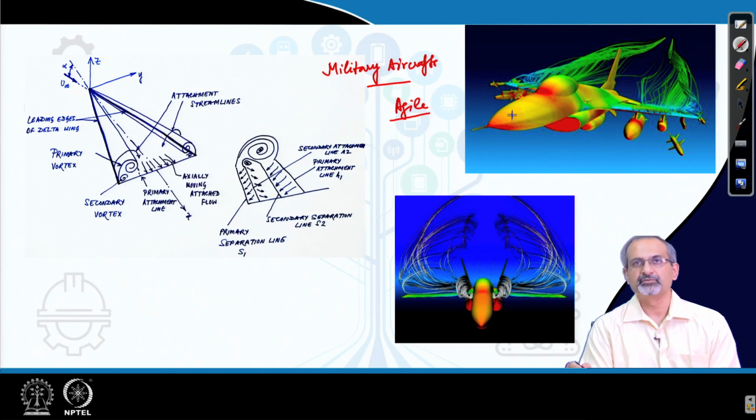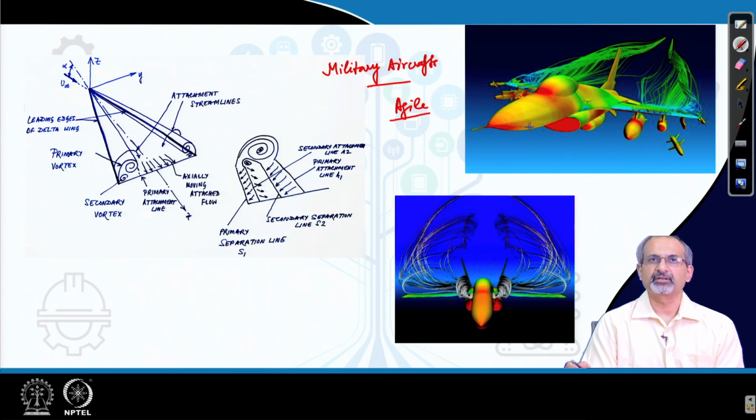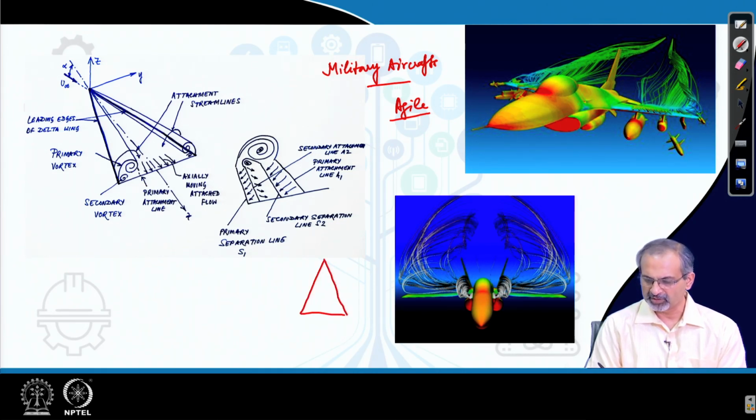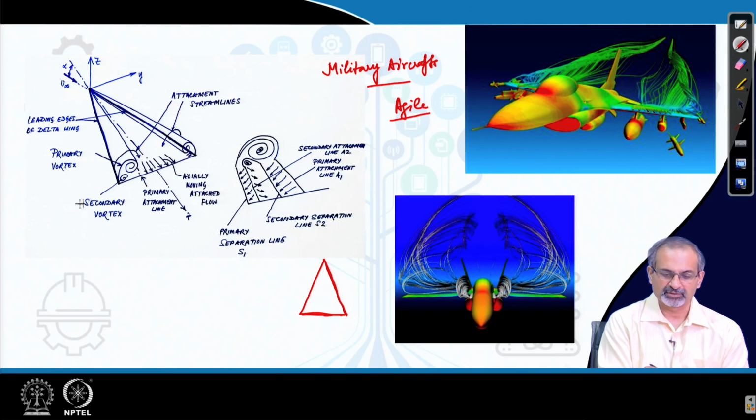Additionally, the payloads which are there on the military aircraft are of a very different kind for defense purposes, and from the aerodynamic perspective, you would often see the use of the delta wing, low aspect ratio delta wings, and we have studied about delta wing aerodynamics to some extent.